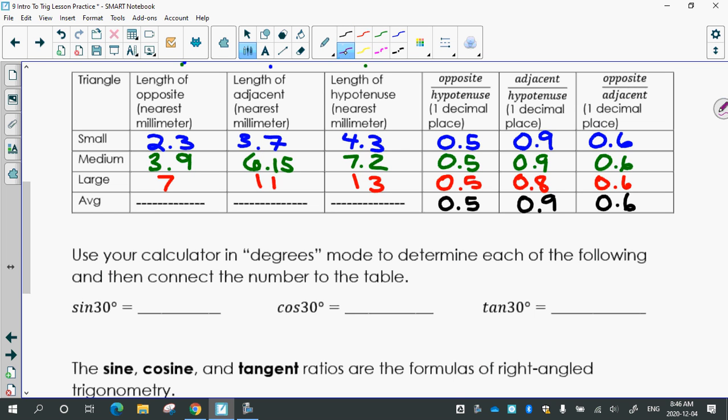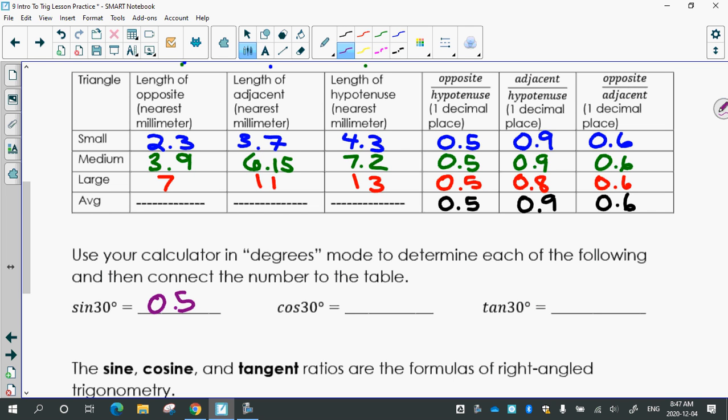Right here, 0.5. Your calculator could be in another mode. If you didn't get 0.5, put your hand up and I'll come and fix your calculator. Yes, yours is in radians. There should be a button right there that switches it, and it says radians or degrees.